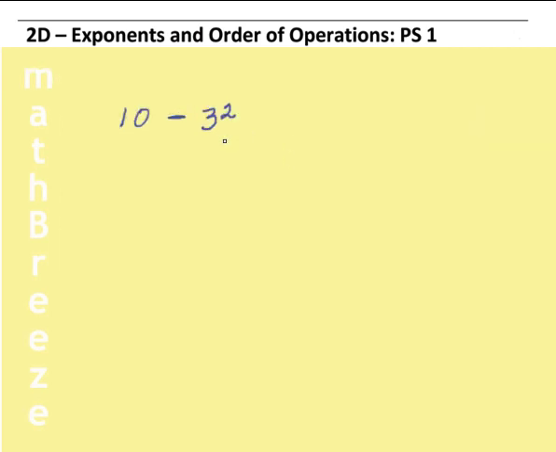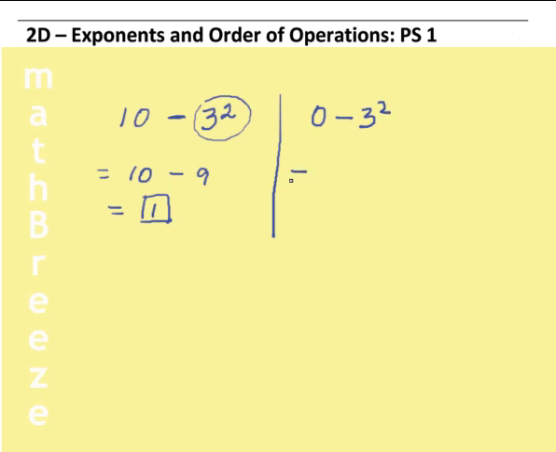Here's another example. In this expression, we do exponentiation first. So first we do 3 squared. So this is equal to 10 minus 9, which evaluates to 1. Let's say we had 0 minus 3 squared. We would evaluate the same way. First we would do 3 squared. And so this expression is equal to negative 9.